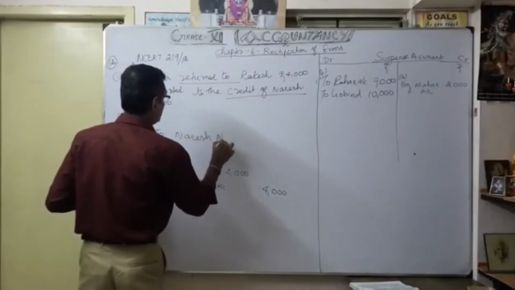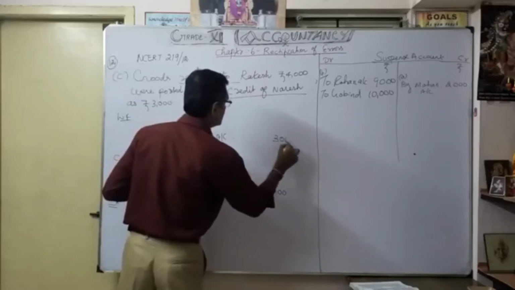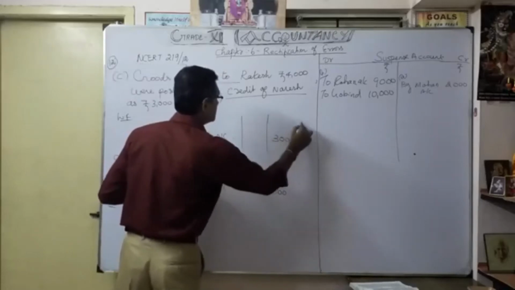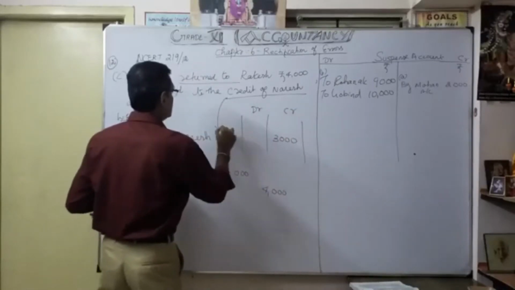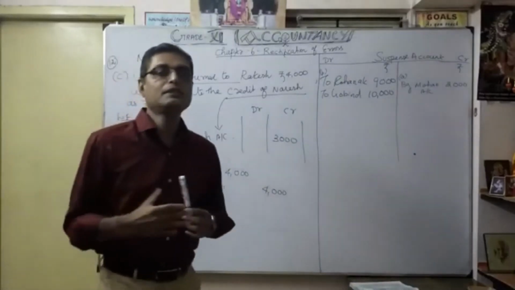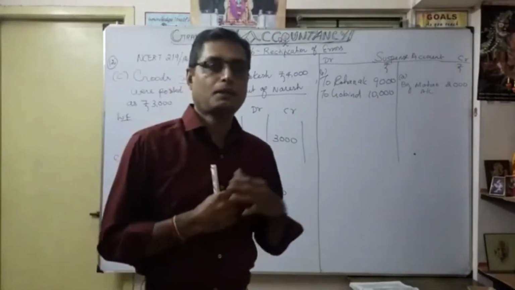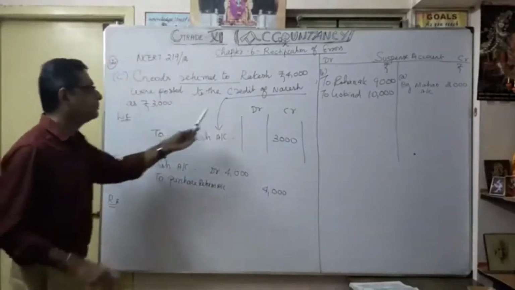Isn't it? To Naresh account. They given Naresh account 3,000. So done it here, 3,000. Okay, say debit, credit. You understand now the meaning of this. So this was the mistake. Actually, purchase return means you want to debit the supplier, correct? But what happened? They given the wrong credit. Credit to the person also wrong.